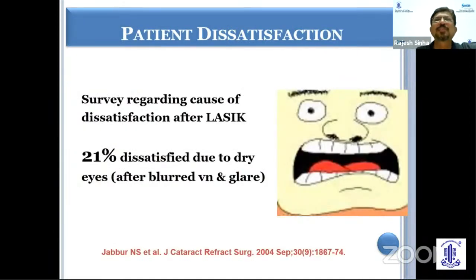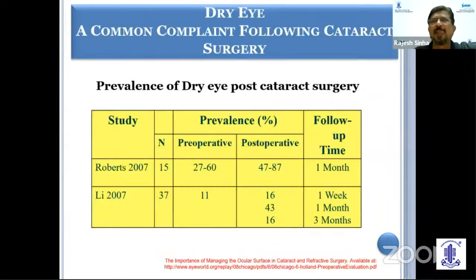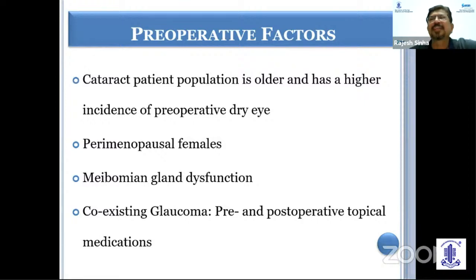This is one survey that was conducted in patients dissatisfied because of LASIK, and 1 out of 5 individuals was dissatisfied because of dry eye following LASIK. Now, apart from corneal refractive procedures, even after cataract surgery these days, after we have attained 6/6 and N6 vision, patients complain of irritation, watering and a foreign body sensation. There are various factors responsible for causing dry eye in cataract surgery.